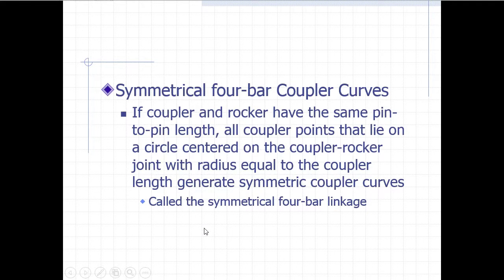Again, just to restate, these linkages look pretty much like the ones we just saw, except for these facts. The coupler and rocker must have the same pin-to-pin length. So we're saying there that L2 must be equal to L4. All coupler points that lie on a circle that's centered on the coupler-rocker joint, usually labeled B, and have radius equal to the coupler length, or equal to L3, will generate symmetric coupler curves.